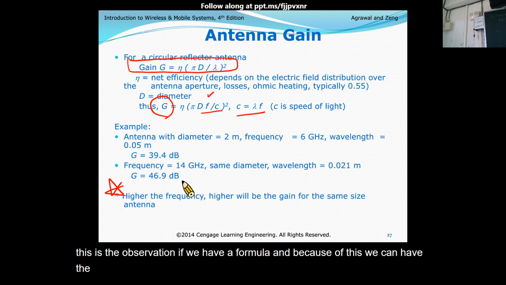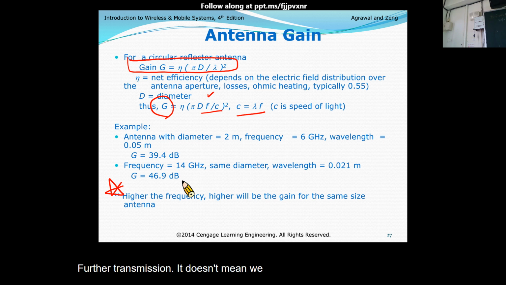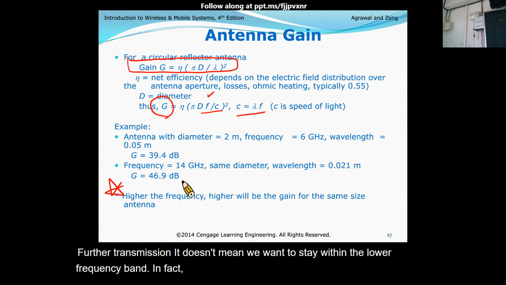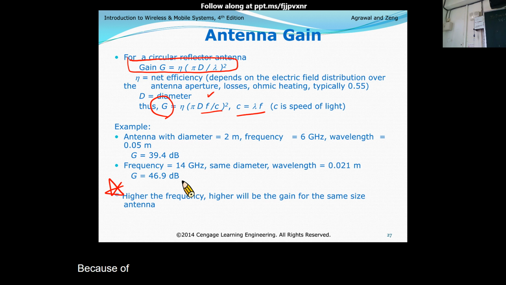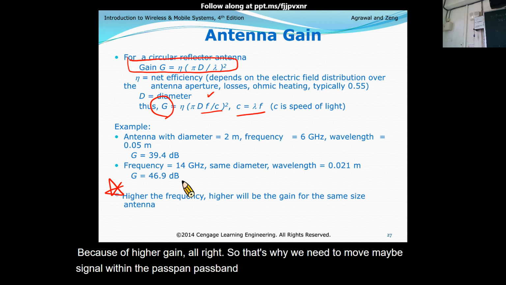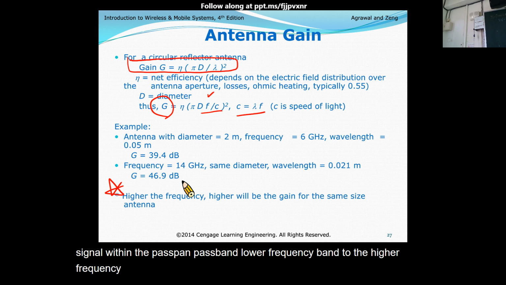Normally, if we want transmission, it doesn't mean we want to stay within the lower frequency band. In fact, we expect to use the higher frequency band for transmission because of higher gain. That's why we need to move the signal from the lower frequency baseband to the higher frequency band, so that we can have a higher antenna gain to achieve high efficiency.